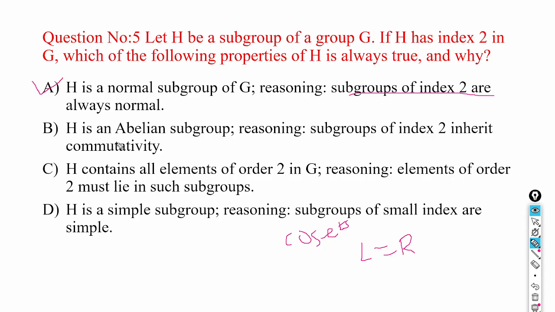So why is the other option incorrect? Index 2 does not imply commutativity. There is no commutativity here, and there is no theorem saying elements of order 2 lie in such a subgroup. And simple subgroups are not unrelated; simple subgroups are related.